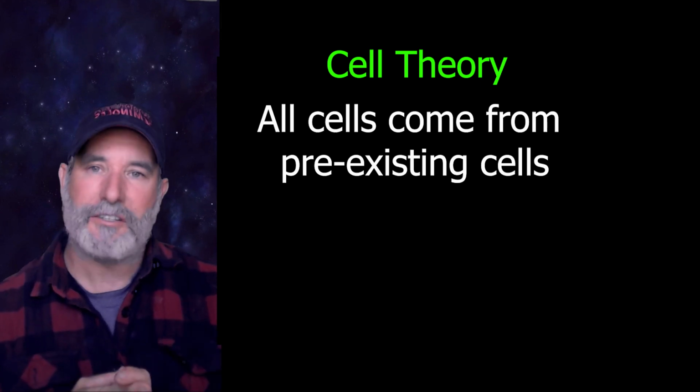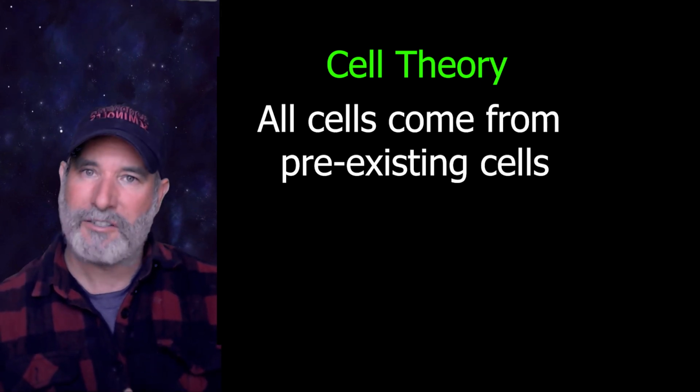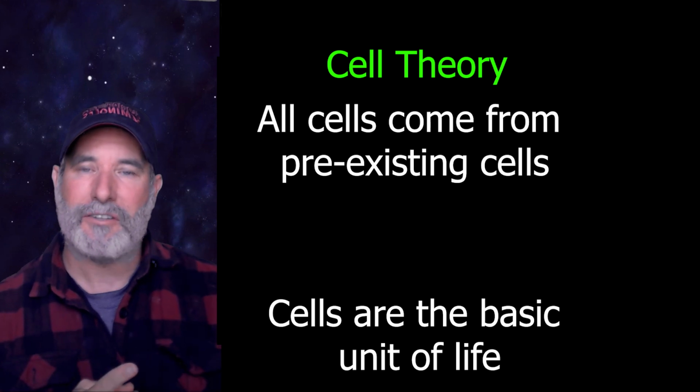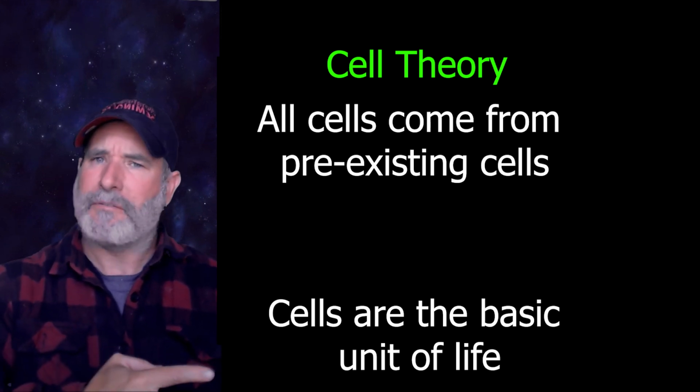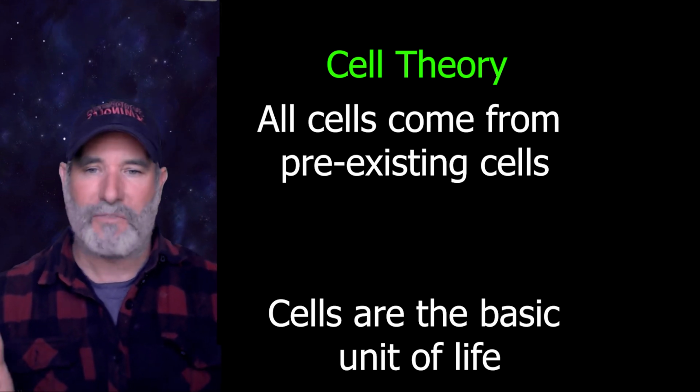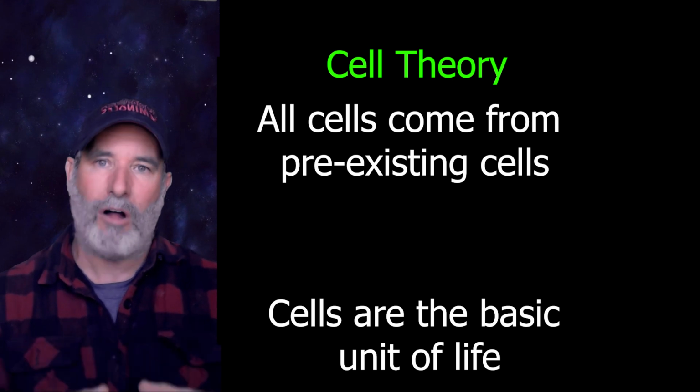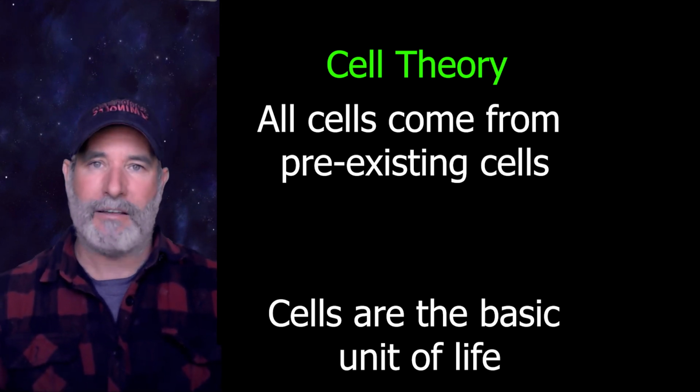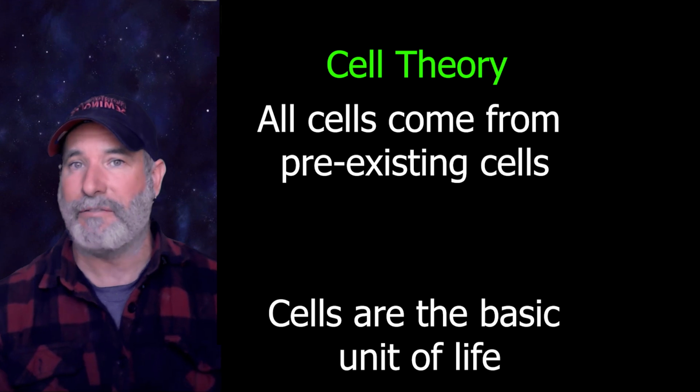Now, there's this thing in biology. It's been around for a while, over 100 years, and it's called cell theory. Now, cell theory has two parts. The first part says all cells come from pre-existing cells, and that cells are the basic unit of life. And that's true for today's world. The cells are the basic unit of life. They're the smallest functional thing that's got all these processes that make it living.